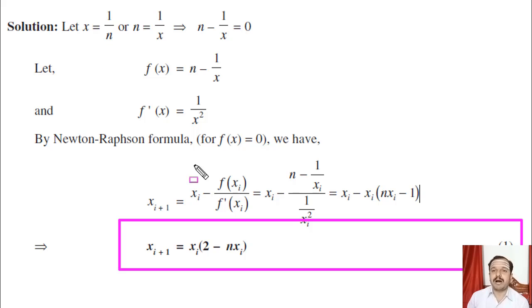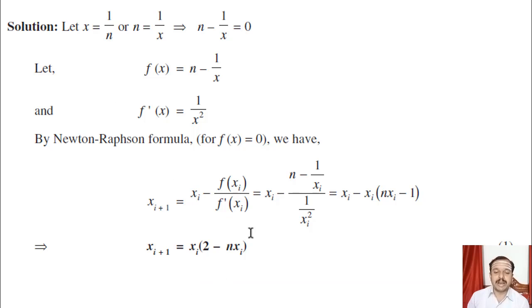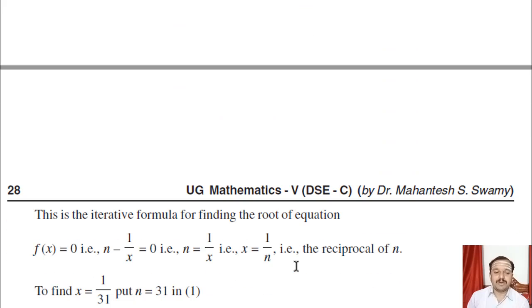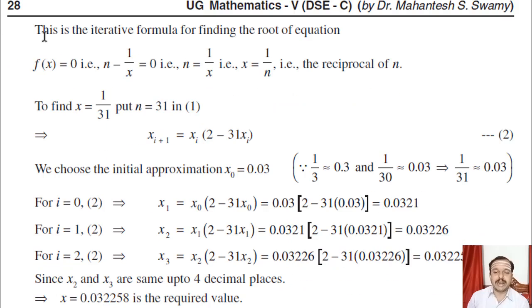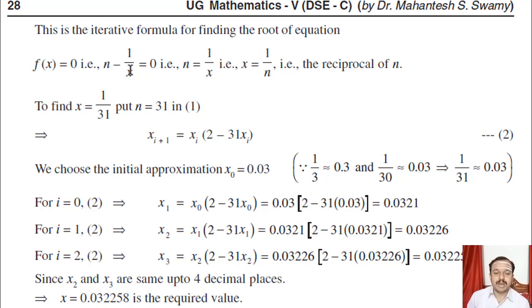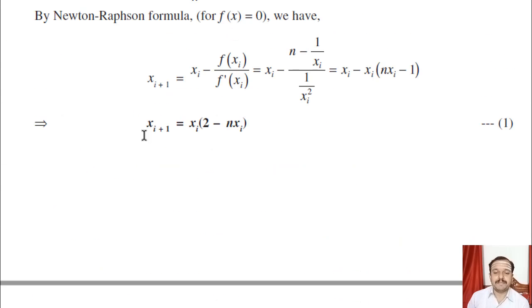So we have completed half of the solution of the problem. What we have done is, we have got the new iterative formula for finding the reciprocal of n. Now the same thing I have written. This is the iterative formula for finding the root of the equation f(x) = 0. What is f(x)? It is n minus 1 by x equal to 0. Now n minus 1 by x equal to 0 means n equal to 1 by x, which means x equal to 1 by n. So that is the reciprocal of n. This formula is going to give us the reciprocal of n, so this is the iterative formula for the reciprocal of n we have obtained.